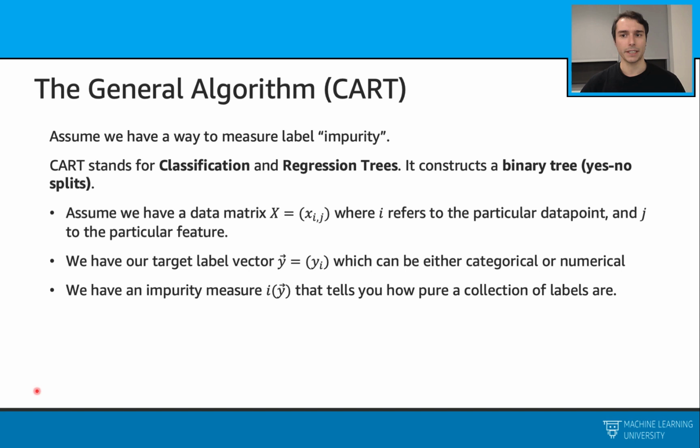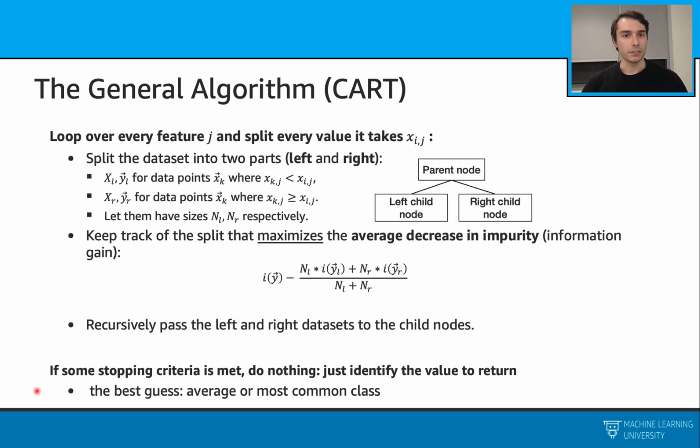In this case, we can have a categorical y or a numerical y. So we can have this classification or regression problem. Let's also assume that we have our impurity measure according to this problem. In this algorithm, we will loop over every feature j, and we will split our data points depending on the value that it takes. So we will use this x_ij as our split condition.